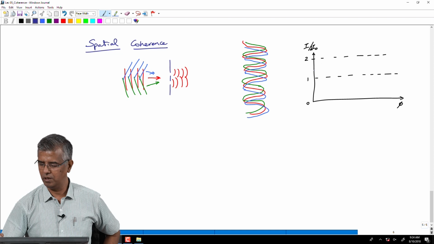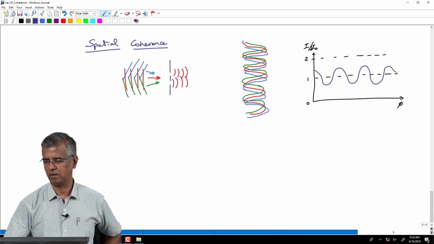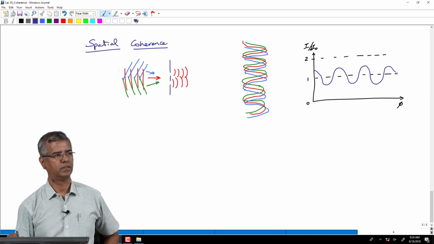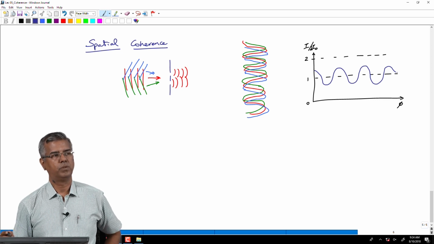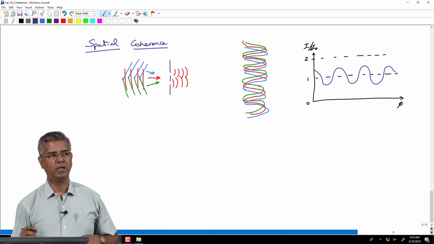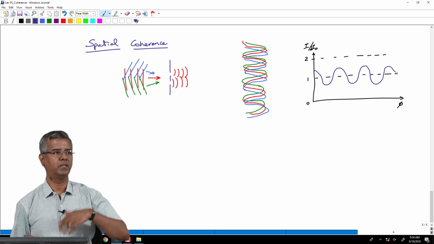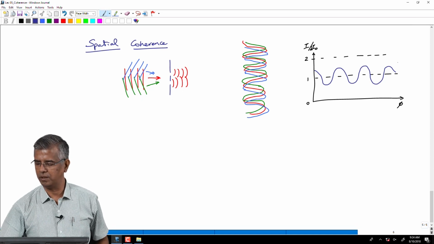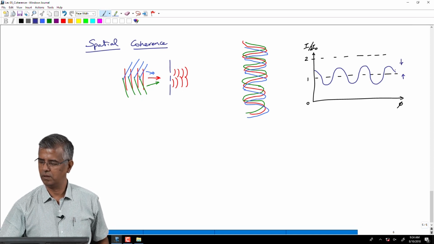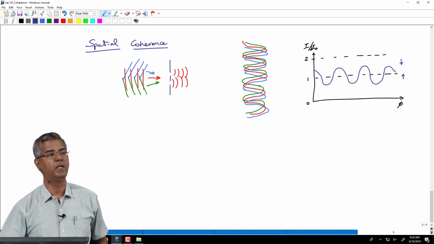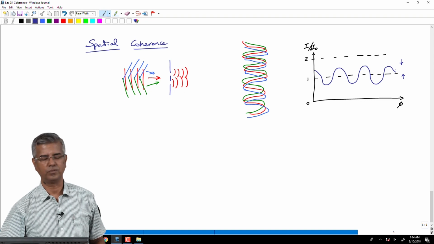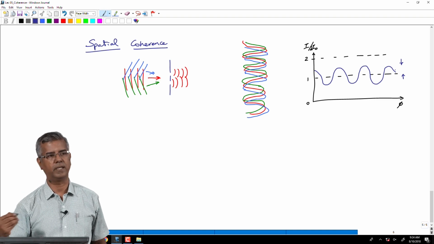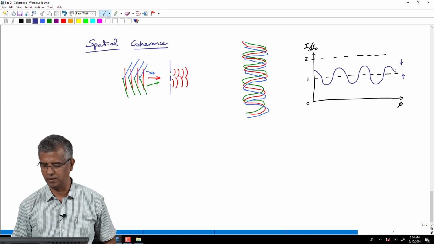So, effectively what you see is something like this, so the maxima is not the highest you can get, minima is not the lowest you can get. So, effectively the visibility, the contrast of your fringes reduces, right. So, the contrast essentially is getting reduced.